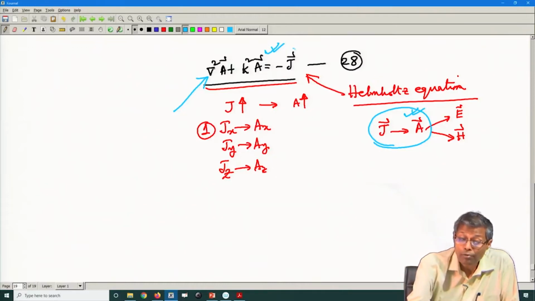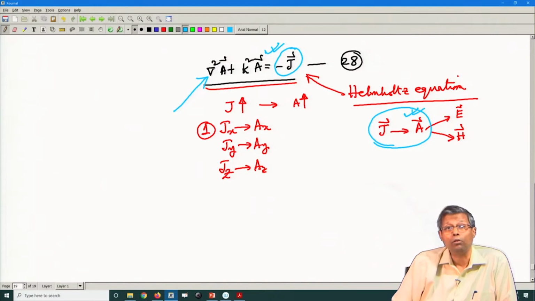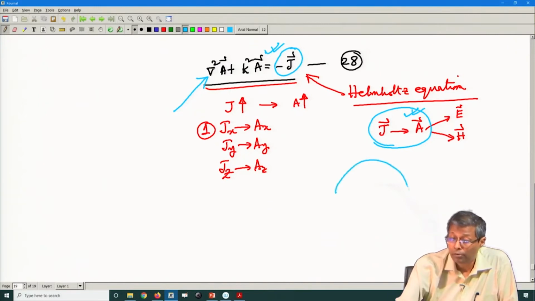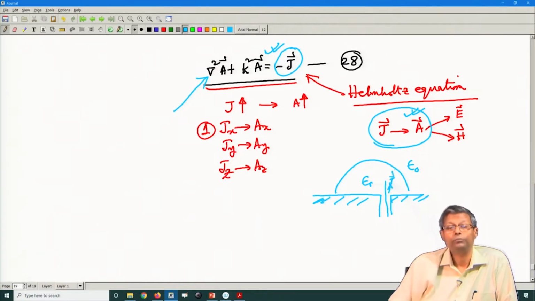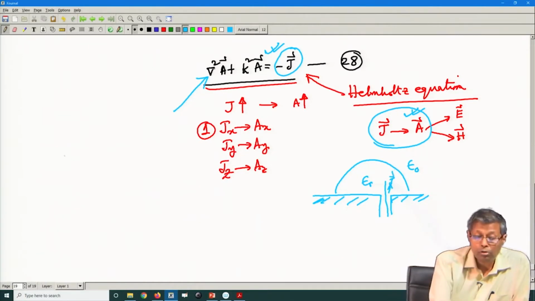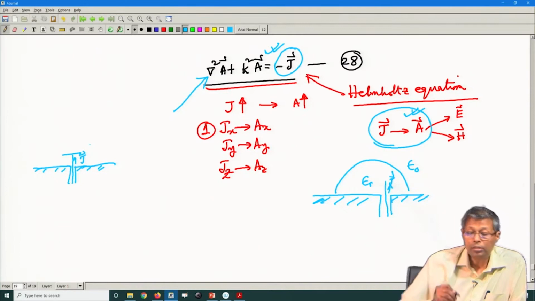Frequently this J, however, is not explicitly known. For example, we have told you that in this kind of problem, a hemispherical dielectric resonator antenna is fed by a coaxial probe. This is resting on a ground plane. This is the current source J, which is not known to me. So is also the case in a microstrip patch. This is the ground plane, this is the current source J. This J is not known to me.